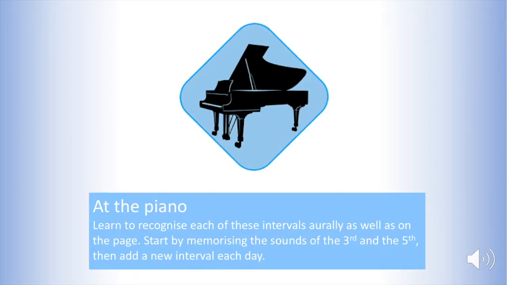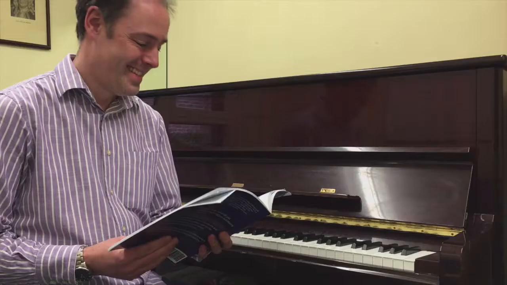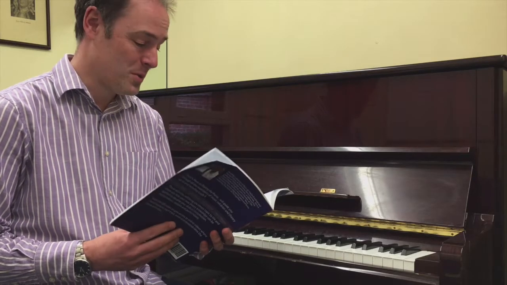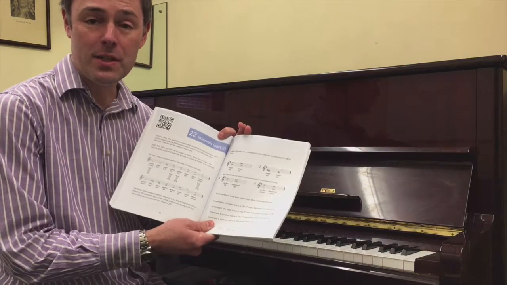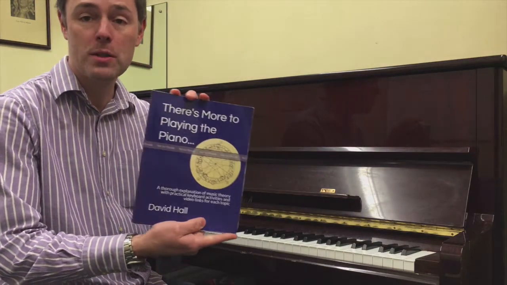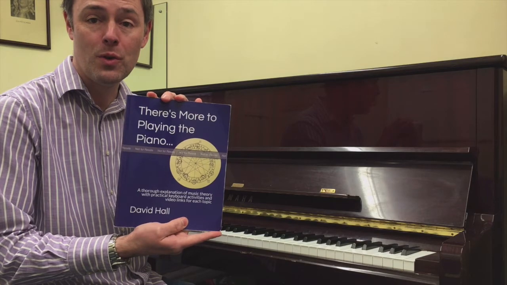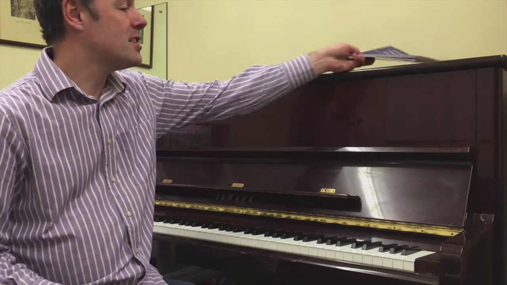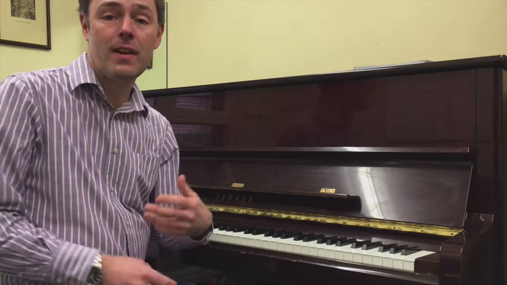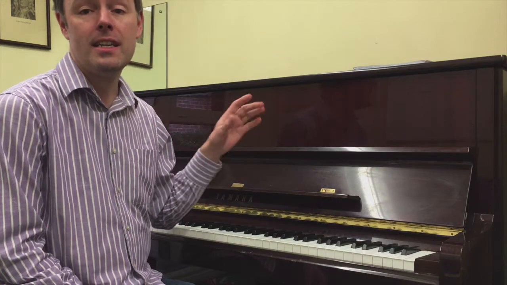At the piano, learn to recognise each of these intervals orally as well as on the page. Start by memorising the sounds of the 3rd and the 5th. Then add a new interval each day. There are some more examples of intervals in chapter 22 of this book, There's More to Playing the Piano, by David Hall.